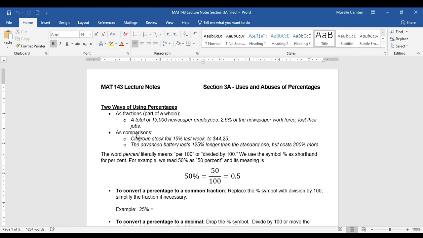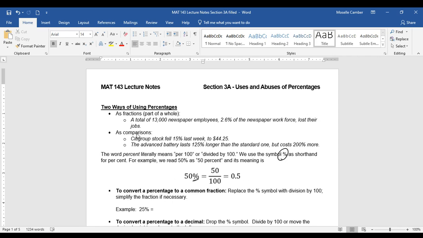Now, the word percent literally means per 100. Per in math means divided. Cent, you think of like a penny is a cent, so it means 100. In math, we use the percent symbol as shorthand for percent. So if you read 50%, what it literally means is you have 50 divided by 100, which in decimal form would be 0.5.